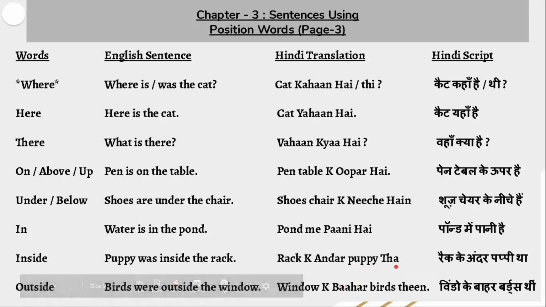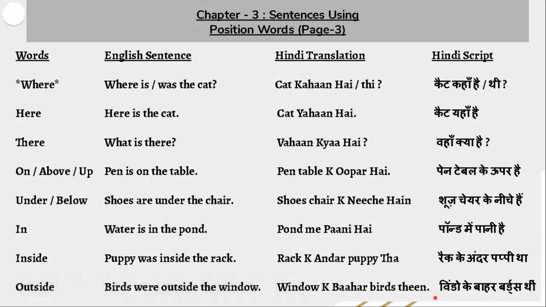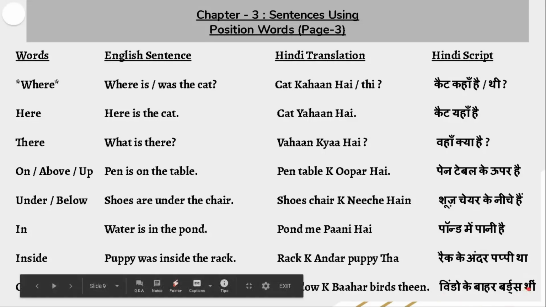Here I have used was. For was, we are using था, थी. As puppy is considered as masculine, so I have used here था. If this is cat or hen, it will become थी. This I'll explain to you later. Next, outside. Birds were outside the window. What will be the Hindi translation? Window के बाहर bird थी. Here I have used were. Were is considered for the plural, or we use it for adults also, elders, for respect. You can see in the script.